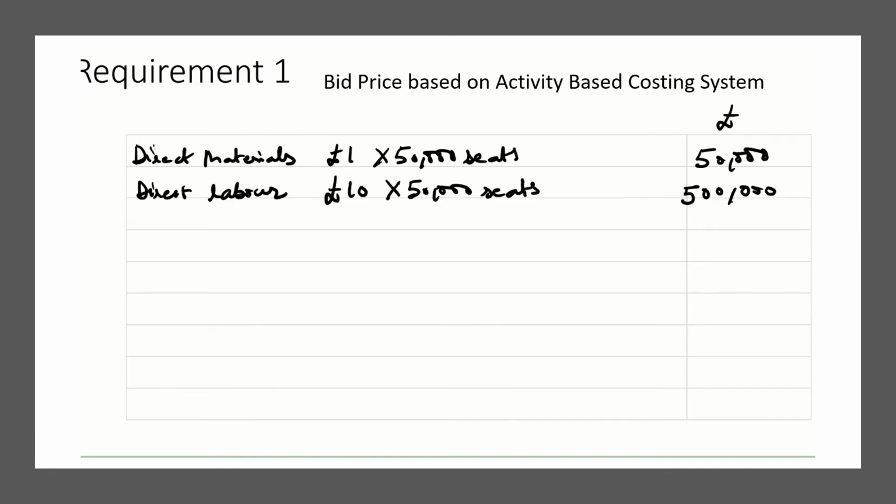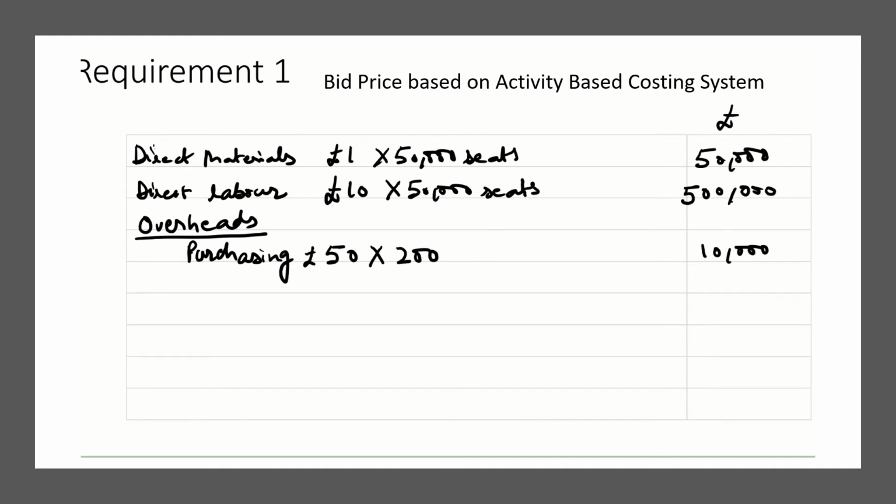Now looking at our activity-based costs, which are your overheads. Purchasing: for this activity, the overhead allocation rate is already given to us, that is 50 pounds per order, and we are required to place 200 orders in total for this entire 50,000 seats. That will cost us 10,000 in total.